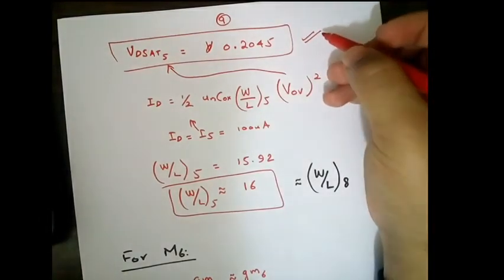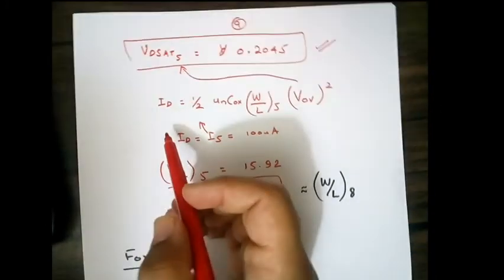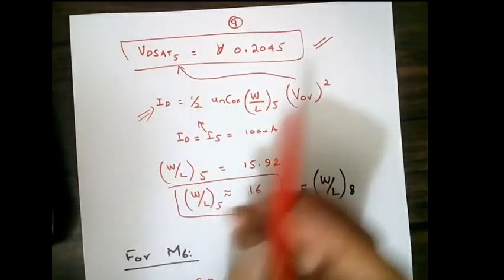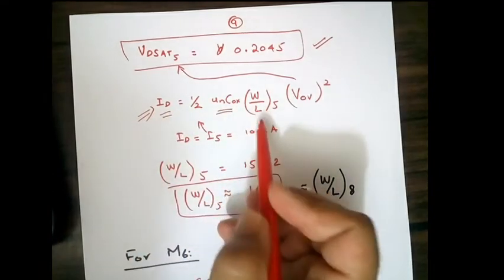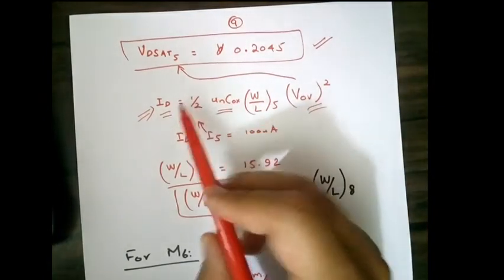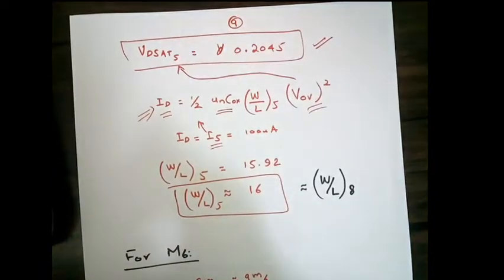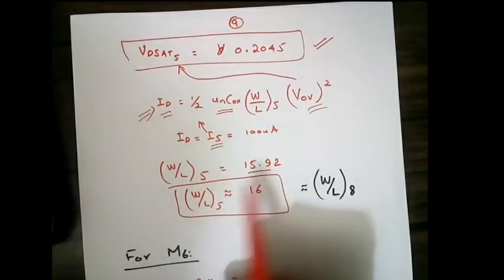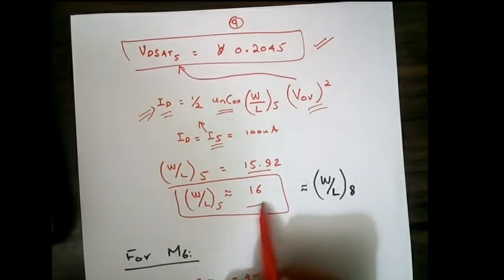Now we have this 0.2045, which is the overdrive voltage, the minimum potential required. So we can plug it in the equation of the current, which is ID equals half mu COX W by L V overdrive whole square. Again, ID is known, mu and COX are known, W by L 5 is known, and V overdrive is known. Important thing here, ID is 100 microamps because this is I5. In I1 and I2, the current was 50 microamps. So we plug in the numbers, and we find that W by L should be 15.92. So we can go to the safe side with a value of 16.